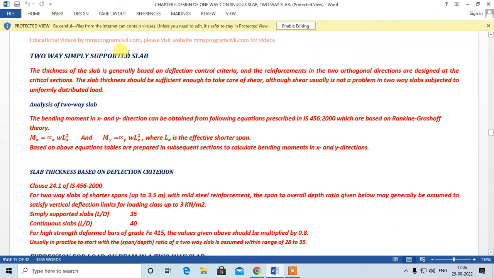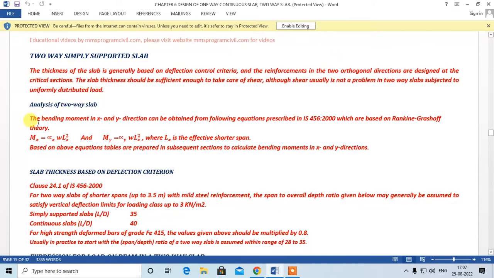Two-way simply supported slab. The thickness of the slab is generally based on deflection control criteria, and the reinforcement in two orthogonal directions is designed at the critical section. The slab thickness should be sufficient to take care of shear, although shear usually is not a problem in a two-way slab subjected to uniformly distributed load, right?